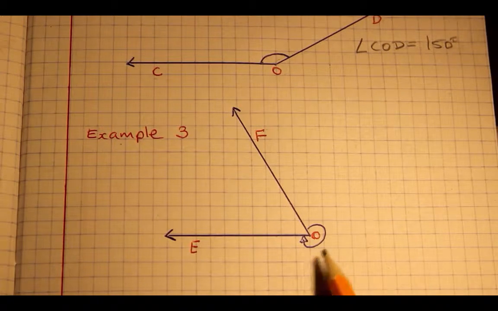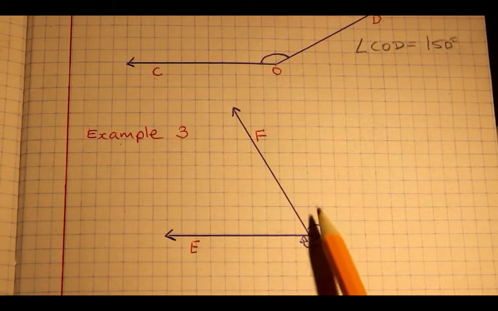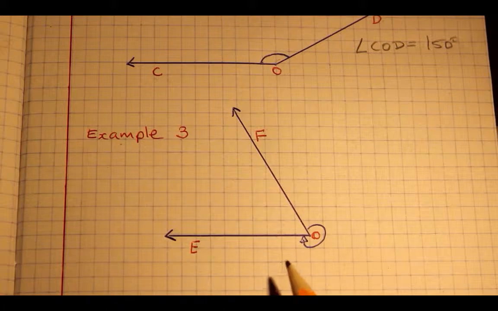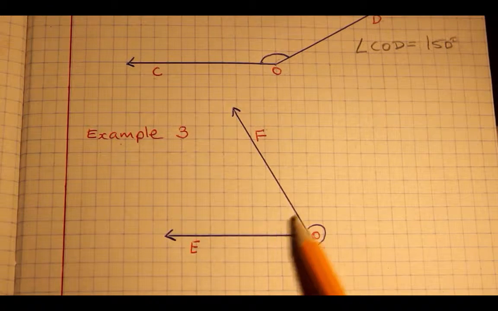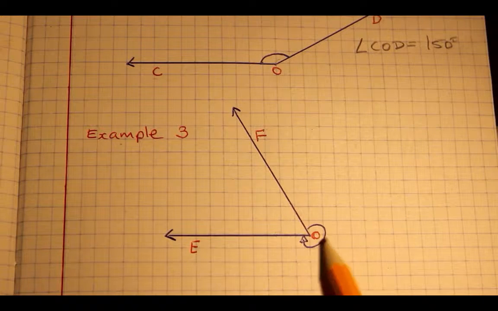My last angle is a reflex angle, and I know it's a reflex angle because this arrow goes around the outside of my angle FOE. So what I'm going to do is I'm going to measure this acute angle here, angle FOE, and then I'm going to subtract it from 360, which would be the full circle here.